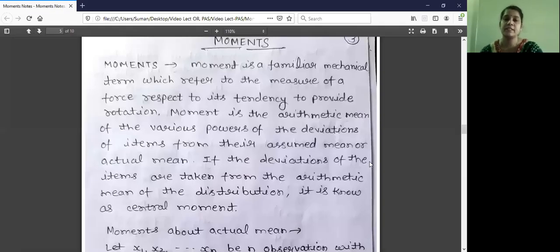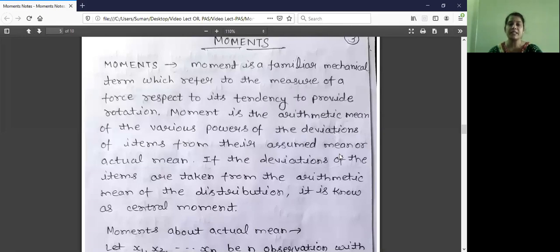Hello everyone. Yesterday we have already seen what moments are. Moments is the arithmetic mean of the various powers of the deviation of items from their assumed mean or actual mean. So what is the difference between actual mean and assumed mean?